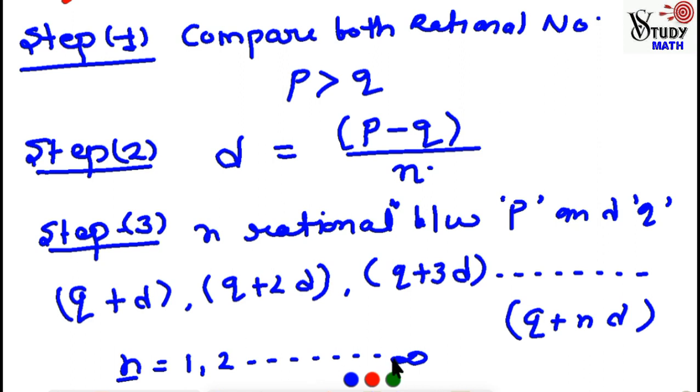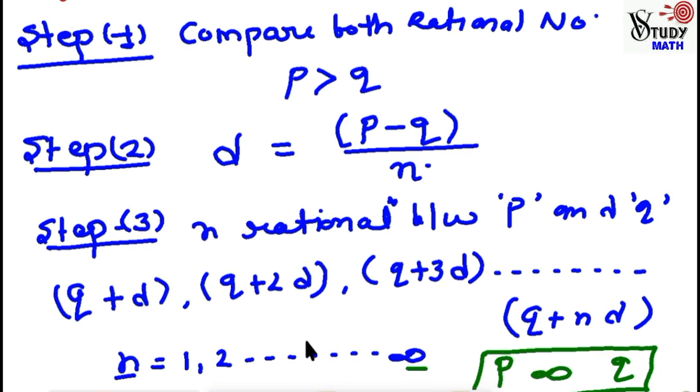Because this n goes to infinity, we can say that between two given rational numbers infinite numbers lie. If we have P and Q and we have to find numbers between them, we can find infinite numbers between them. Okay, so this is the concept number second.